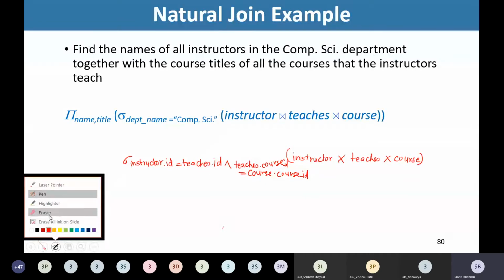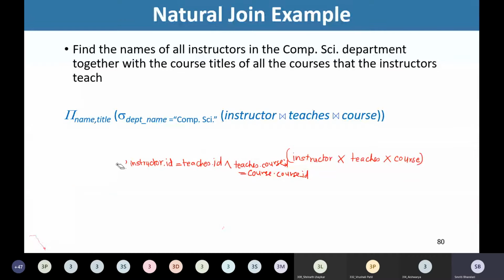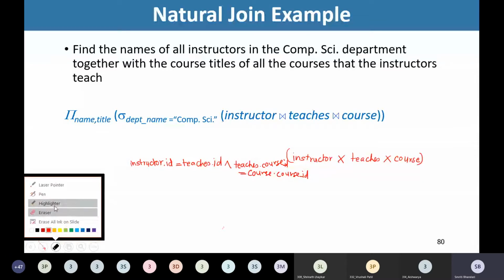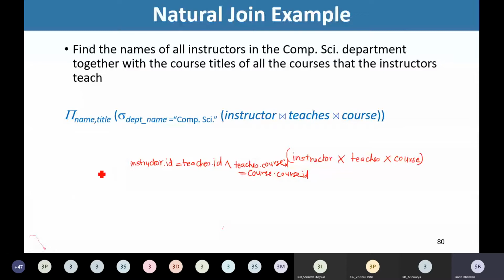But in addition, we should have one more matching condition. And what that matching condition would be? The department name equal to computer science, right? So we should have one more condition, department name equal to comp science, right? And here one more AND. So this is one condition that has been provided, and these two are the matching conditions, those we should have.